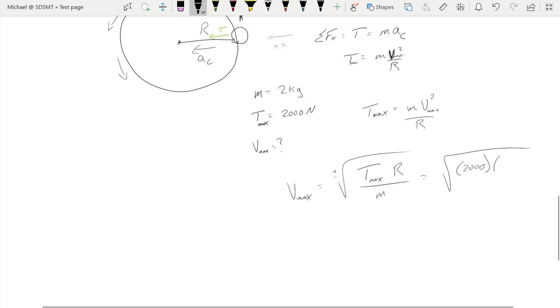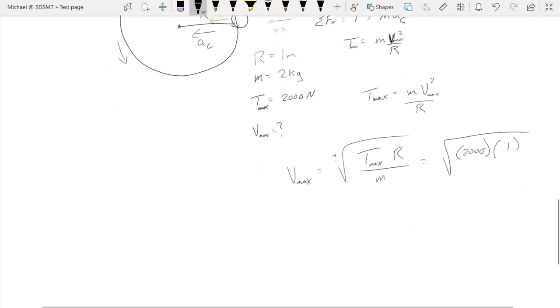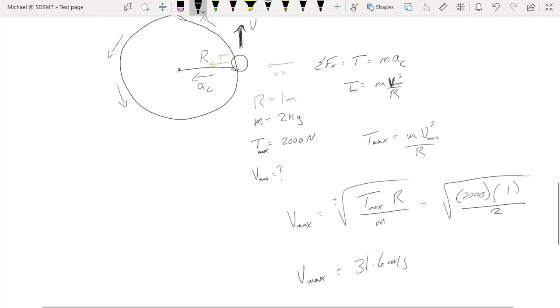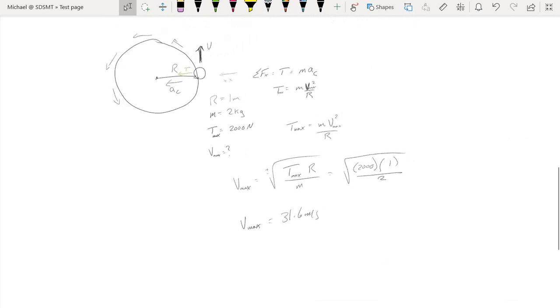But now we're ready. We'll plug in our numbers. We have a maximum tension of 2,000. Oops, I forgot to provide a radius value. We'll say 1 meter. Our max speed is then square root of 1,000. Get my calculator app back open. Square root of 1,000 is 31.6 meters per second. If we go any faster than that, the rope will break. If we go any slower, well, then the rope will not break.